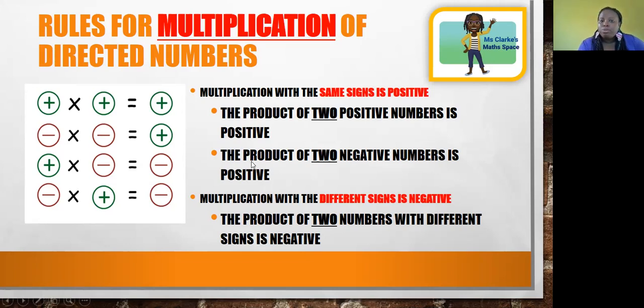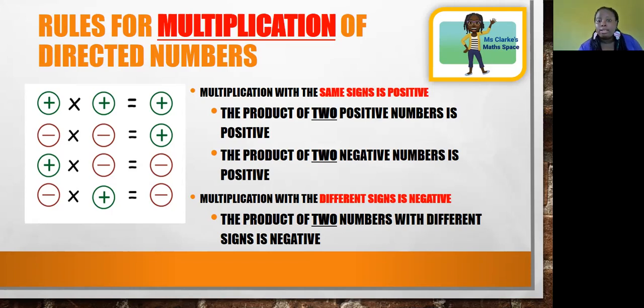Then, applying this rule, the product of two negative numbers is positive. So let's try negative 7 and negative 3. A negative by negative is a positive, and 7 by 3 is 21. So our answer would be positive 21. So negative 7 multiplied by negative 3 would be positive 21. All right.